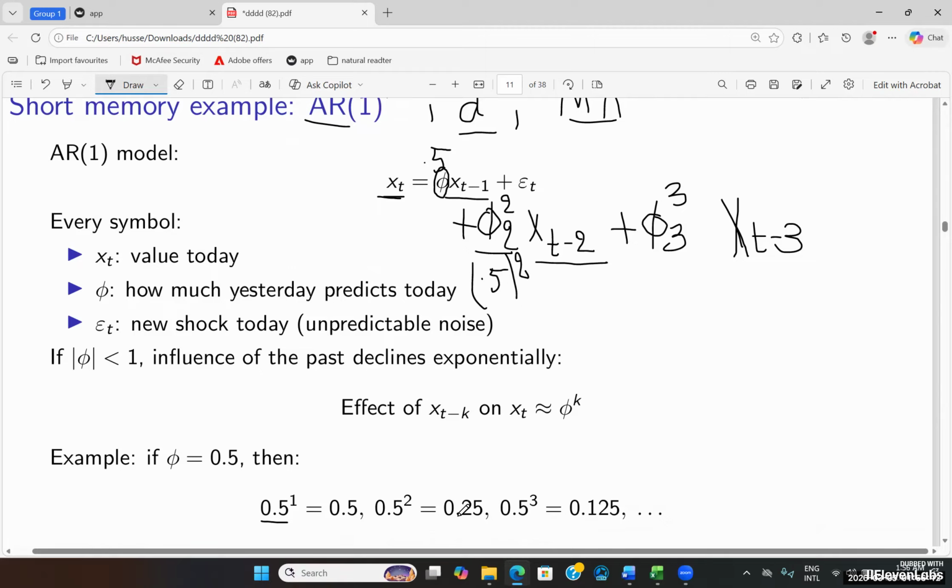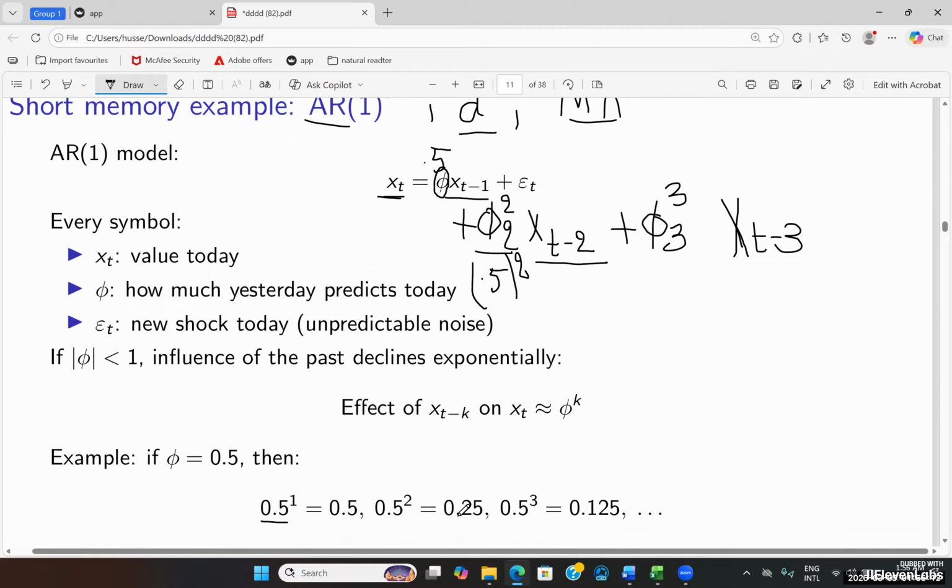Consequently, the effect associated with the x_{t-1} variable ought to be substantially more pronounced when compared to the impact observed from the x_{t-2} variable. So if the effect here is 0.5, then the effect here also will be 0.5 because we have lag 1.